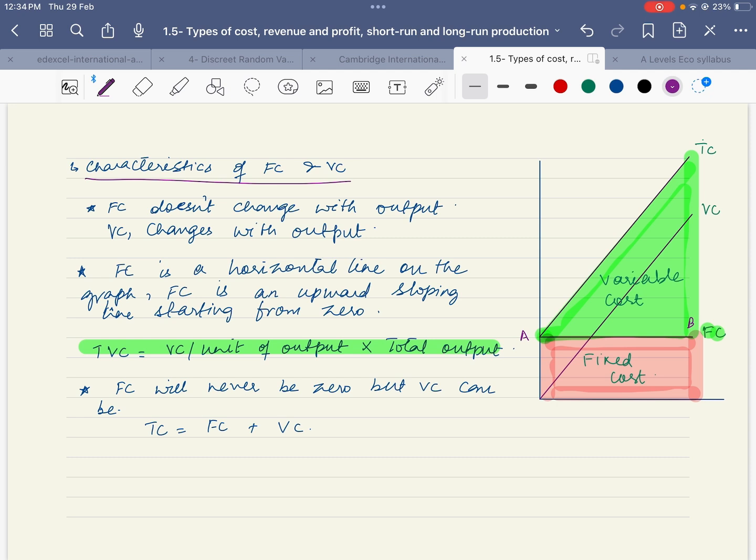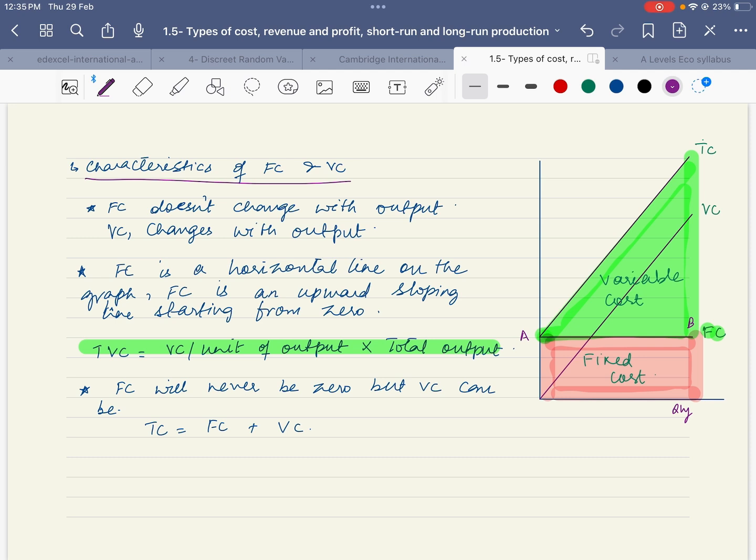In this graph, say A, B is the fixed cost. Why is it the horizontal line? Because on the x-axis you have the quantity. If the quantity is increasing, the fixed cost is not increasing. It stays constant. That's why it is a horizontal line. Variable cost, however, changes with the output. The more the output, the more the variable cost will be. Variable cost includes labor and material.